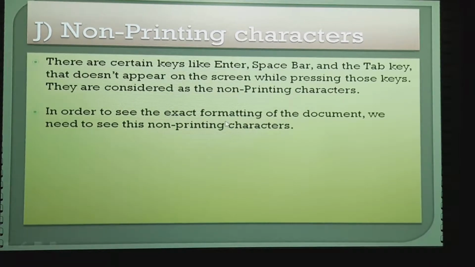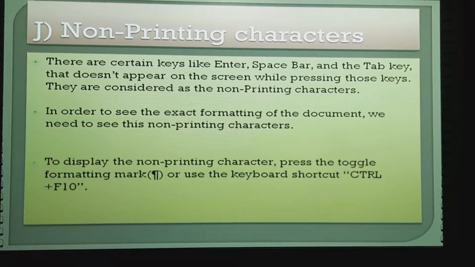Now, in order to see the exact formatting of the document, or the exact location where these characters have been placed, we need to use these non-printing characters. We need to see these non-printing characters. Those non-printing characters have to be visualized by us. Only then will we be able to understand the exact formatting of the document. So how can it be done?